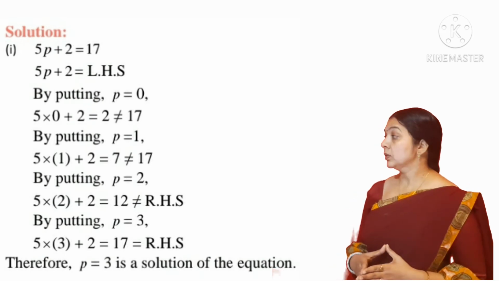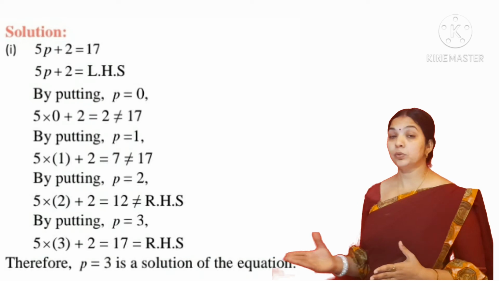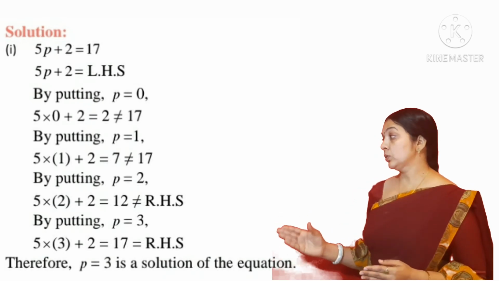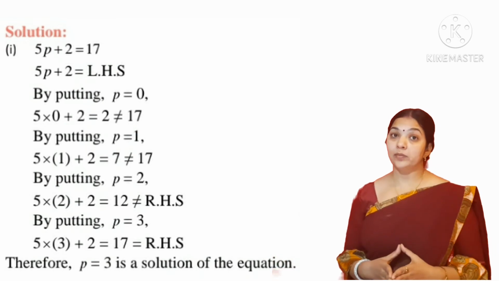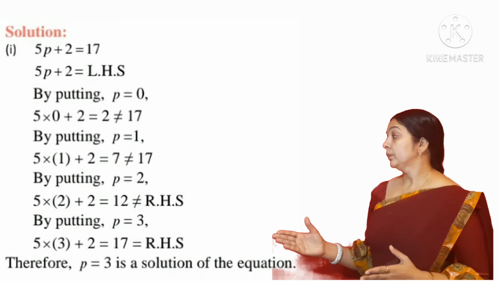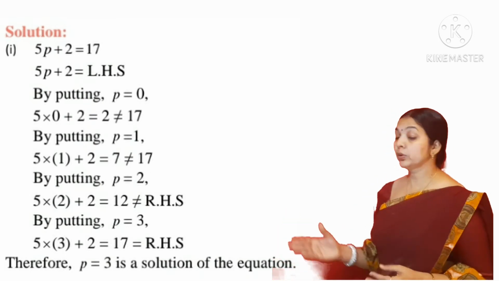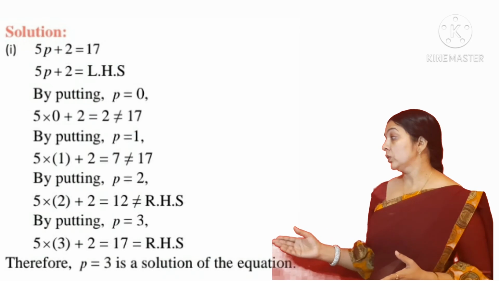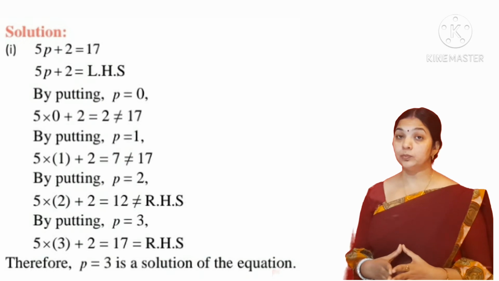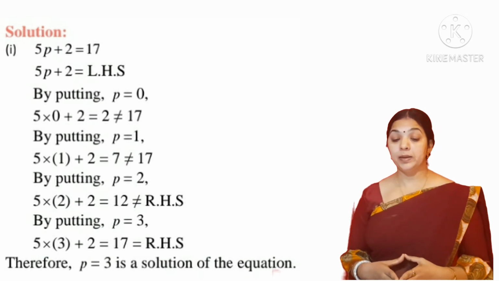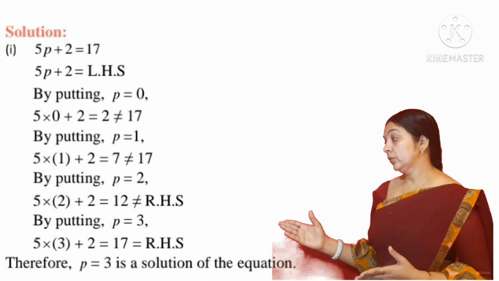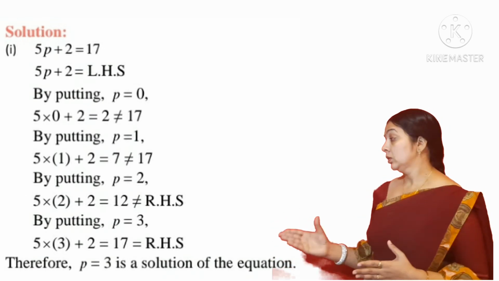And let's start with 0. Put p is equal to 0. When we put p is equal to 0, 5 into 0 plus 2 is equal to 2. That is not equal to RHS because RHS is 17. Now try the next one, that is put p is equal to 1. When we place p is equal to 1, 5 into 1 plus 2 is equal to 7. Again not equal to RHS. So we will place p is equal to 2. Now 5 into 2, 10 plus 2, 12. Again not equal to RHS.